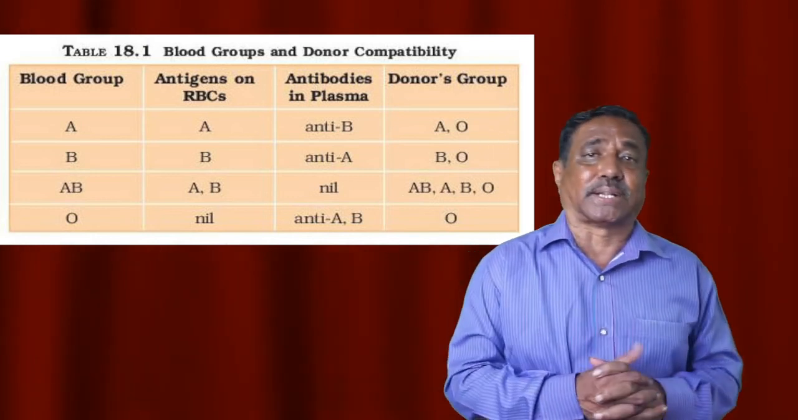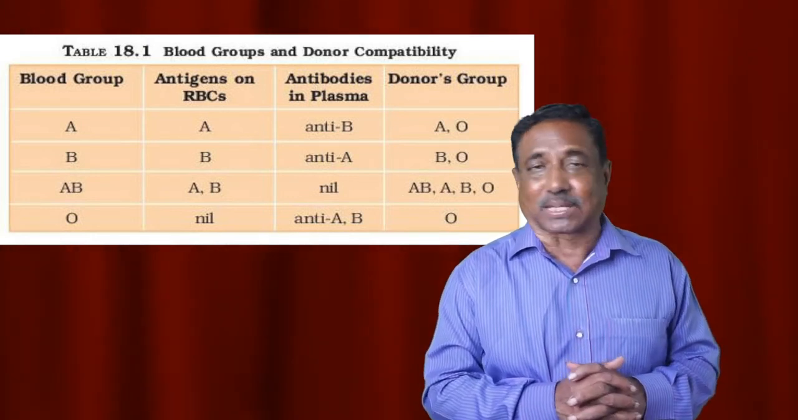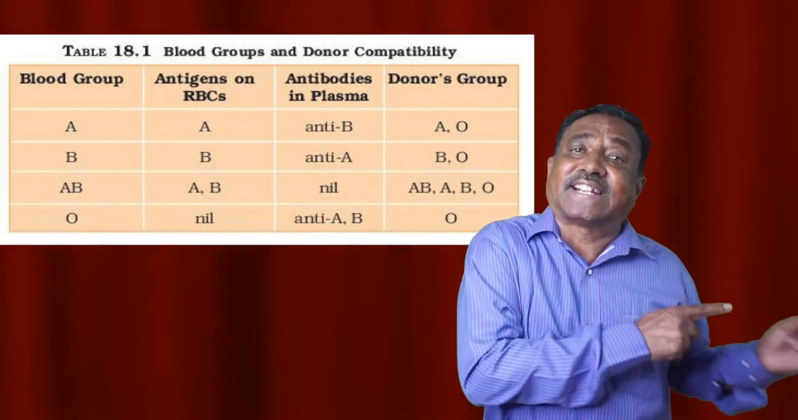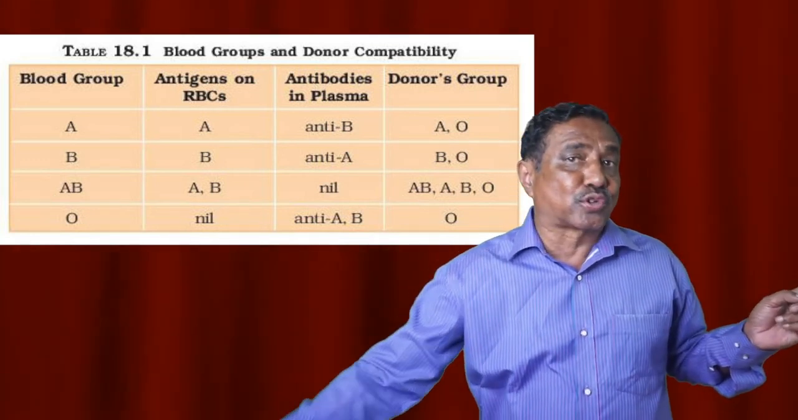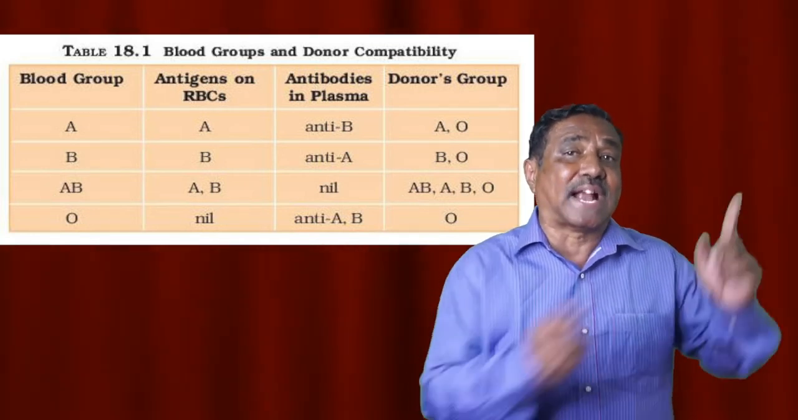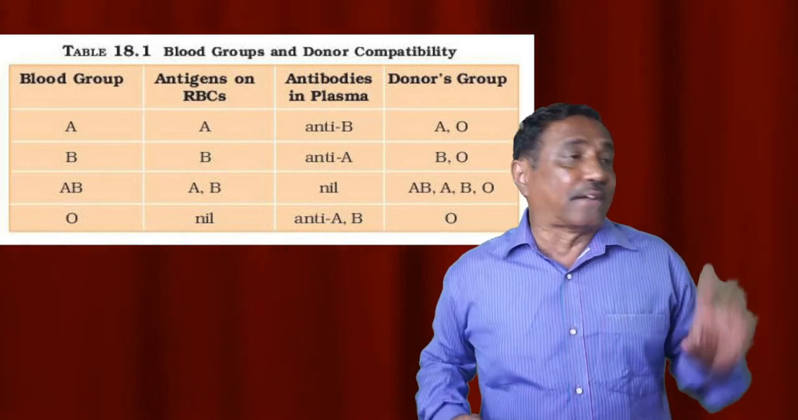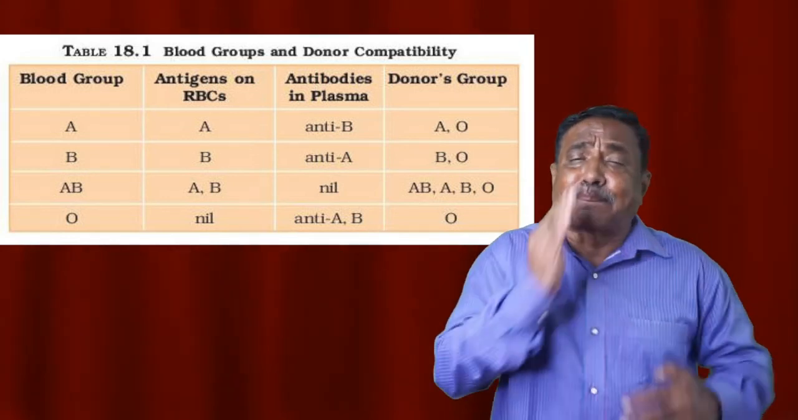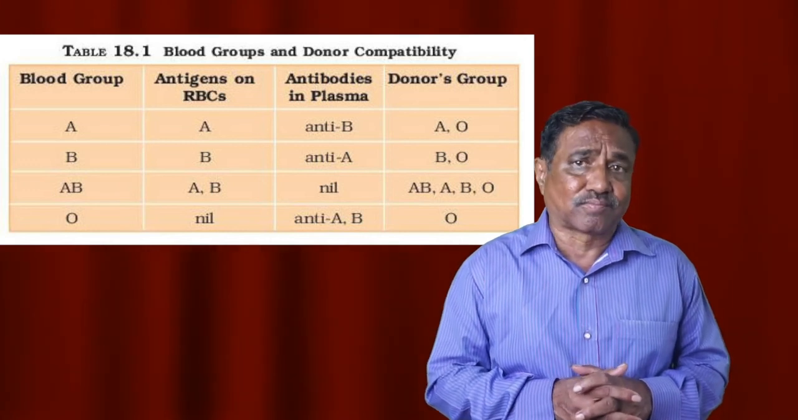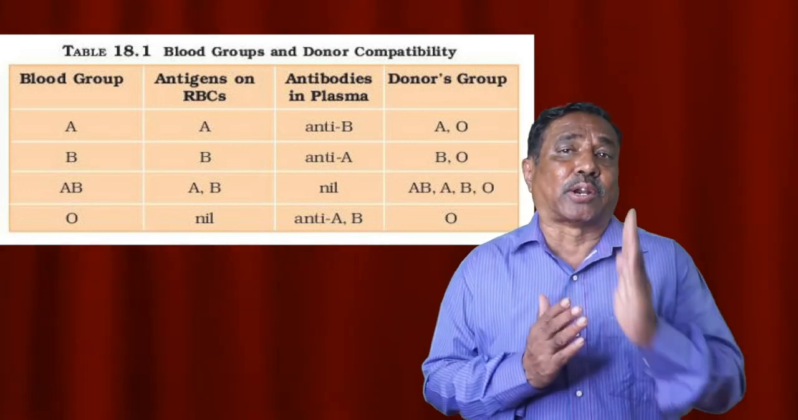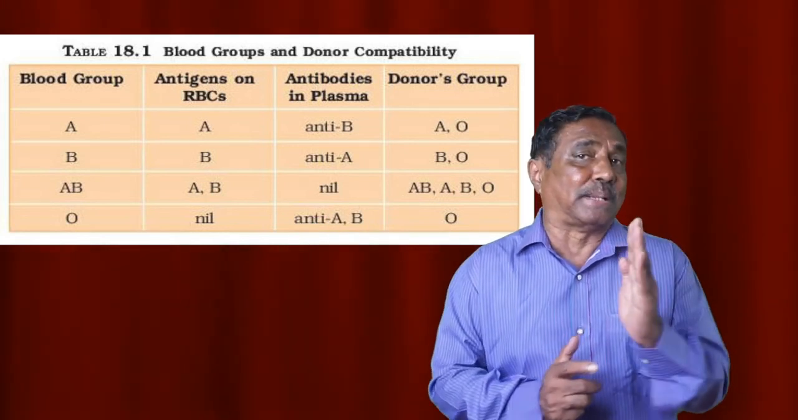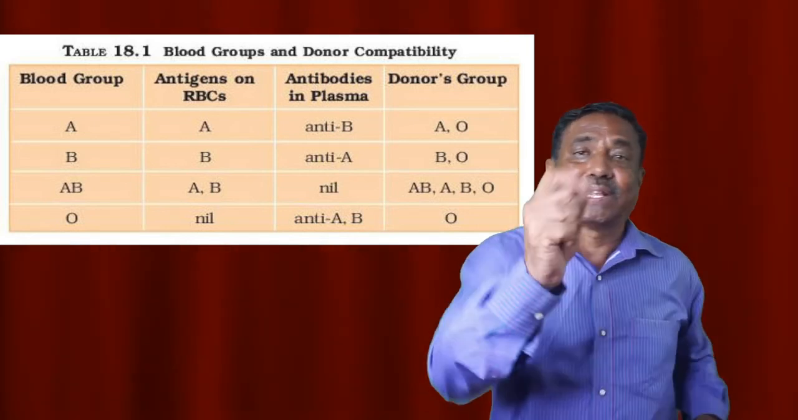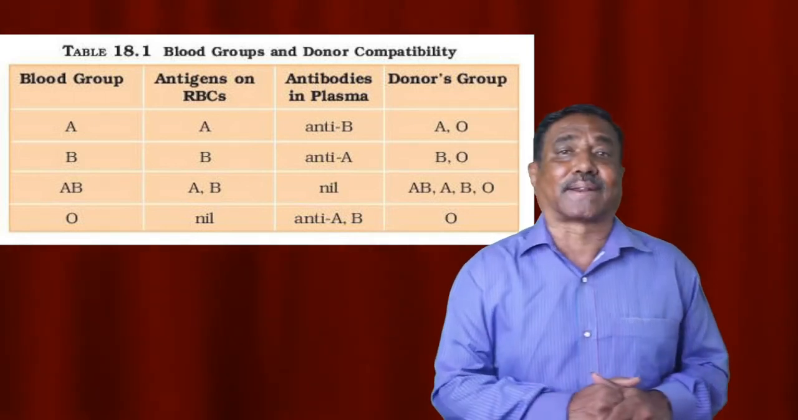There is one principle involved in the transfusion of blood from one person to another: the serum of the recipient should not contain antibodies which are against the RBC antigens of the donor. For example, if A is the antigen, anti-A should not be present in the serum of the recipient. With this principle, A can donate blood to A and AB, B can donate to B and AB, AB can donate only to AB, and O can donate blood to all. O is the universal donor and AB is the universal acceptor.